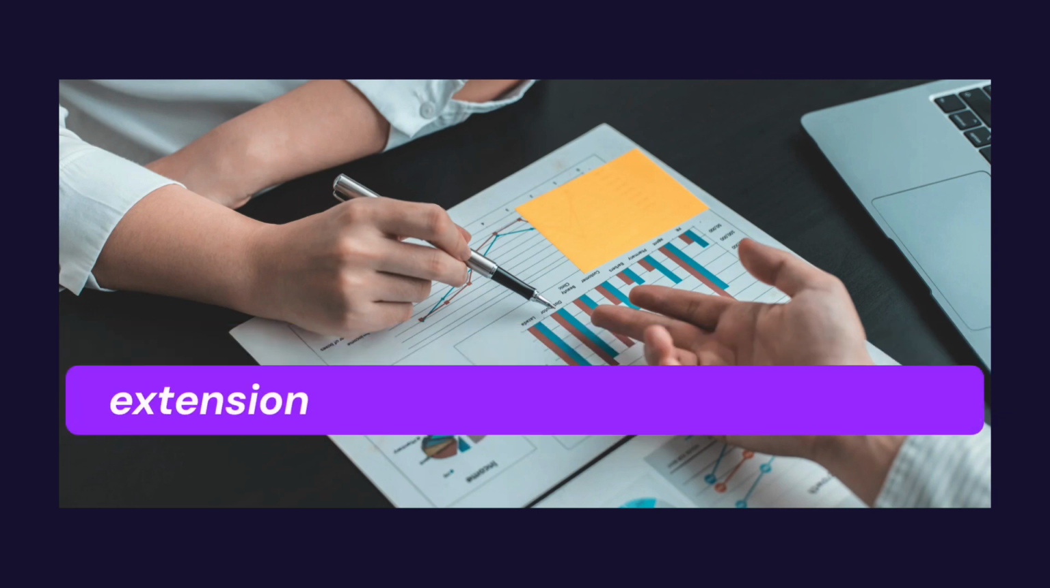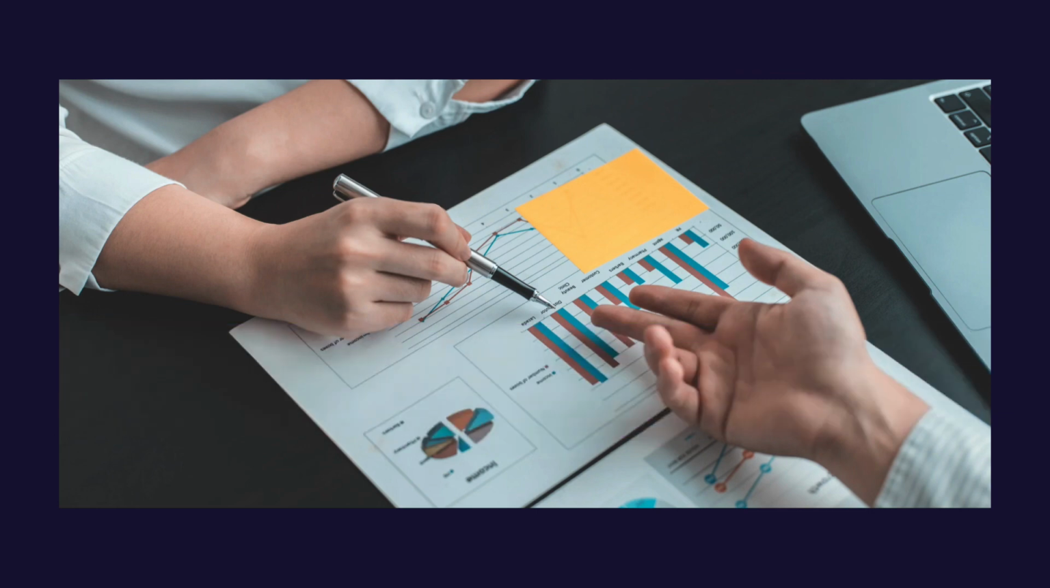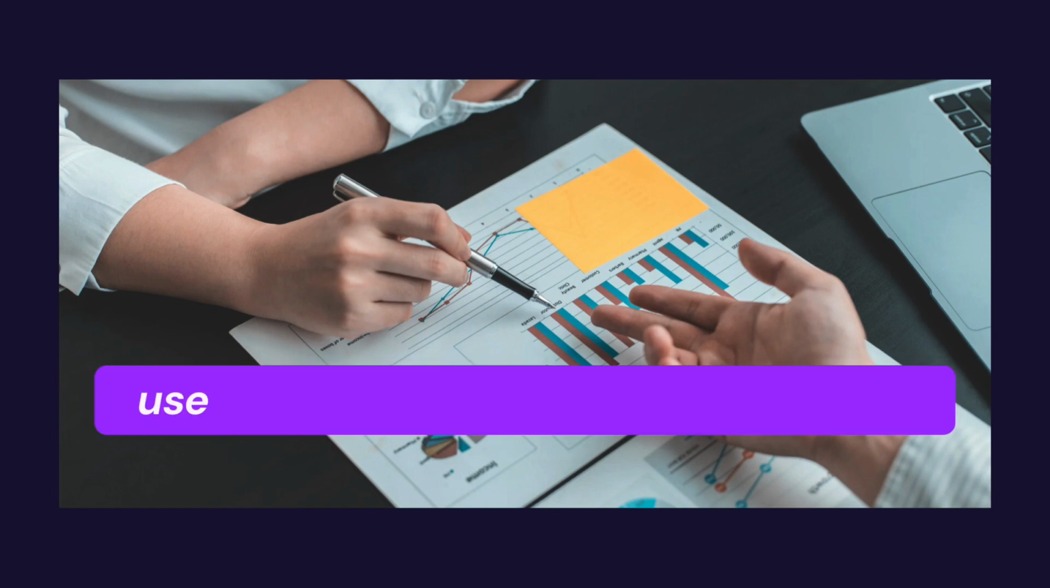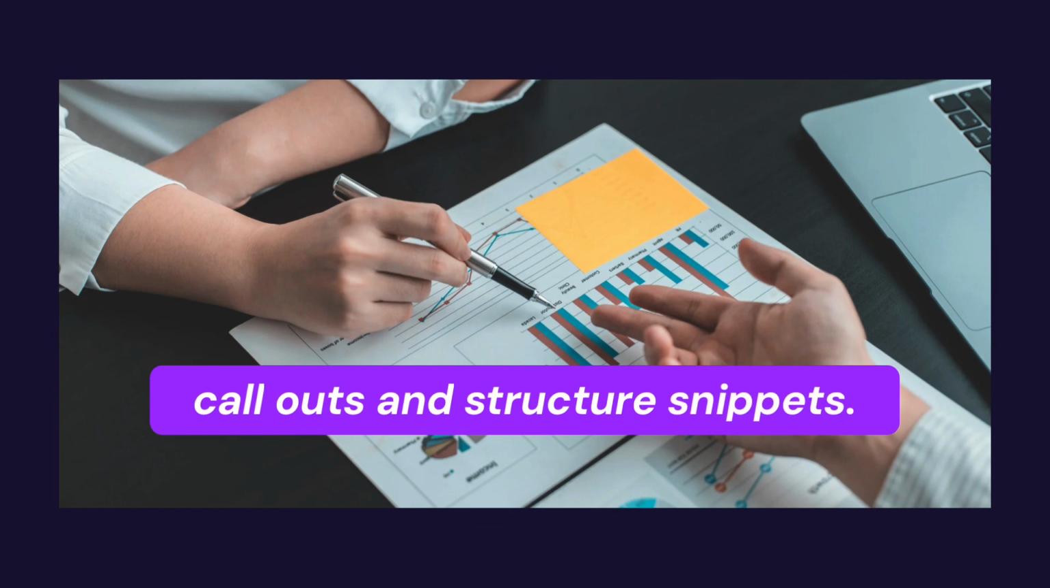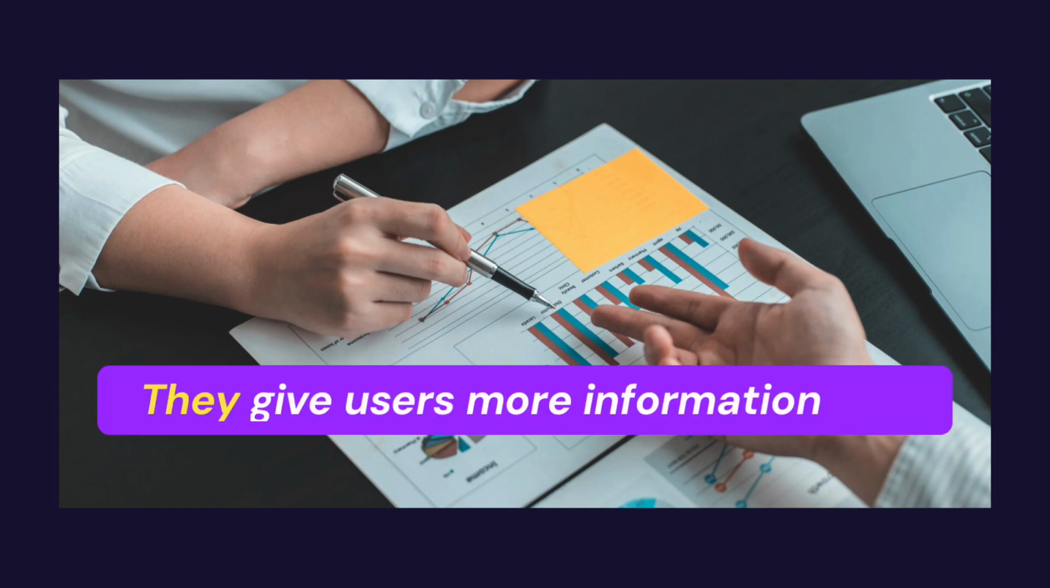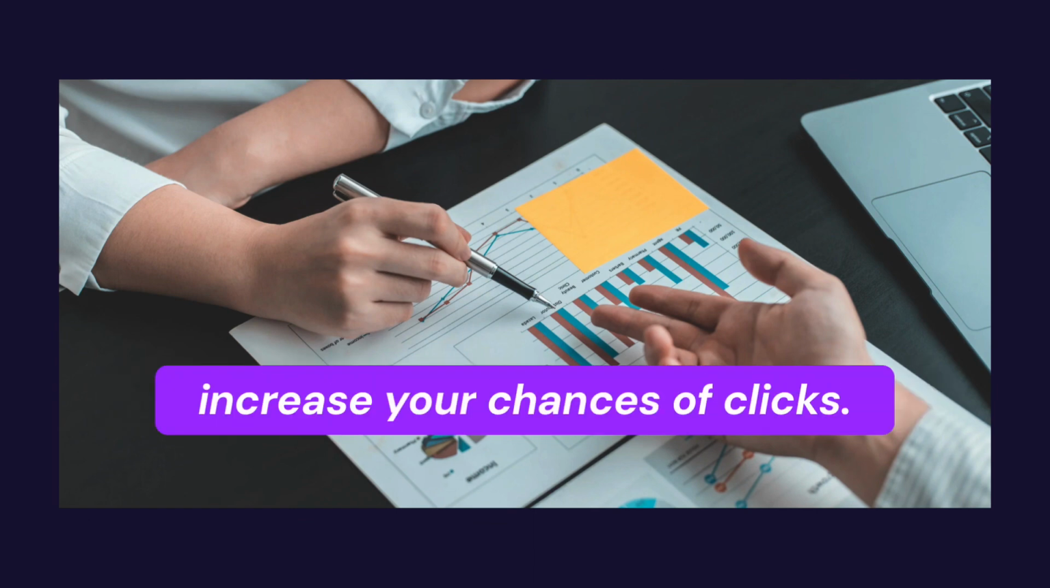Tip number 3, extension extravaganza. Think of ad extensions as bonus toppings on your pizza. They make your ads more appealing, so use those ad extensions like site links, callouts, and structured snippets. They give users more information and increase your chances of clicks.